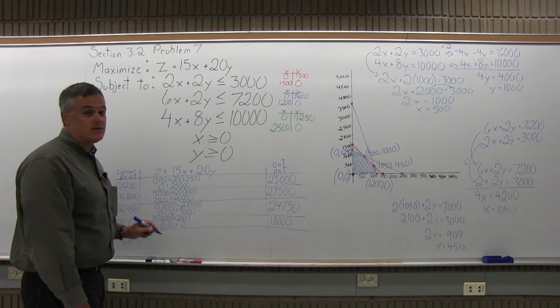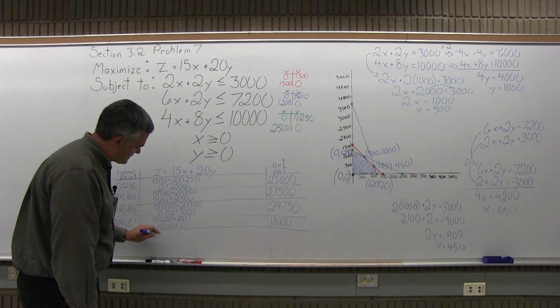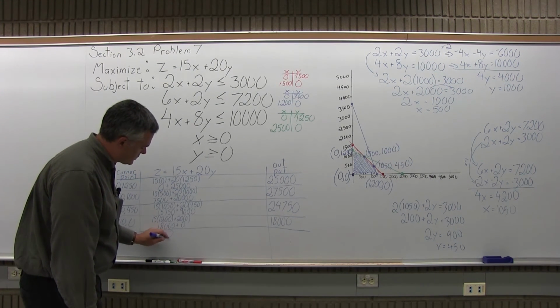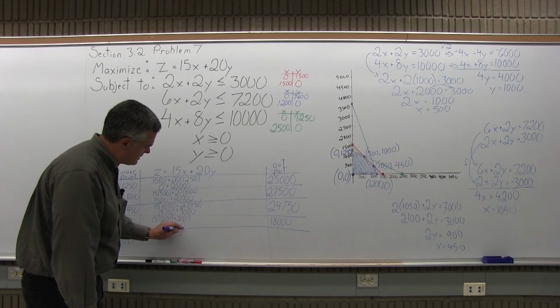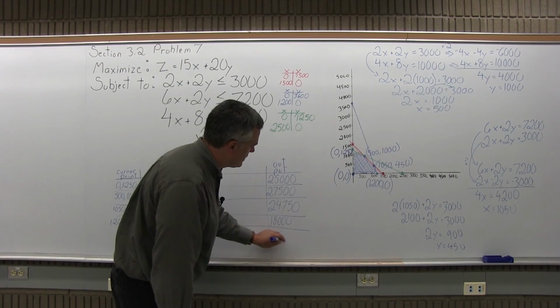And then finally 0, 0. 0 for x, 0 for y. So I know that's 0. So 15 times x is 15 times 0, and 20 times y is 20 times 0. They're both 0. You add 0 plus 0, you get 0.